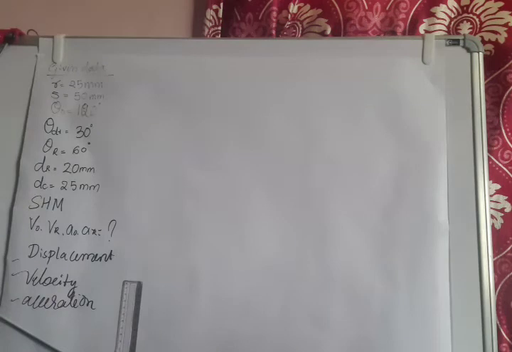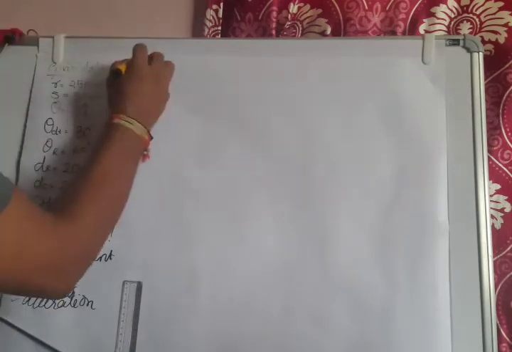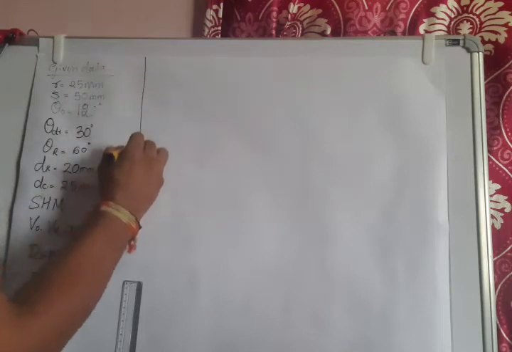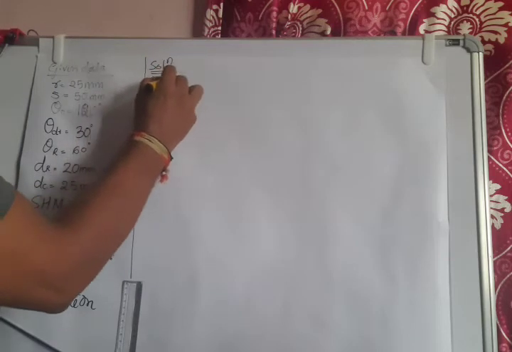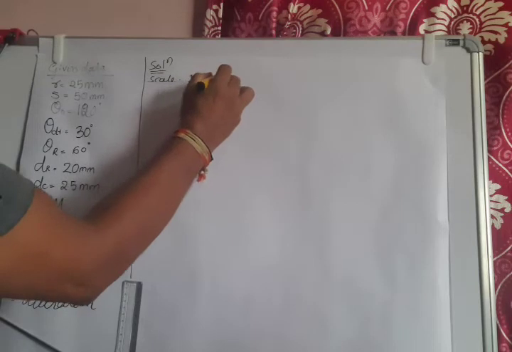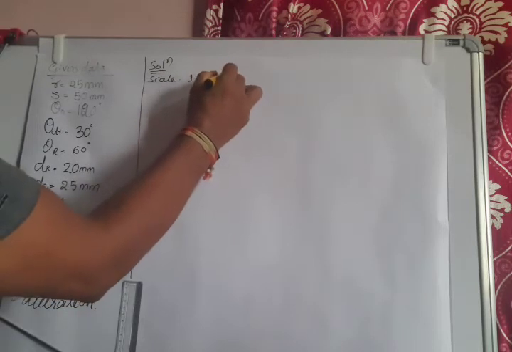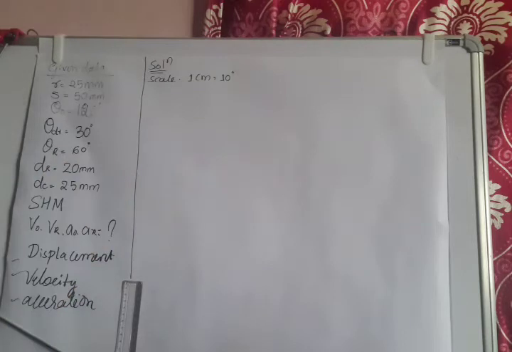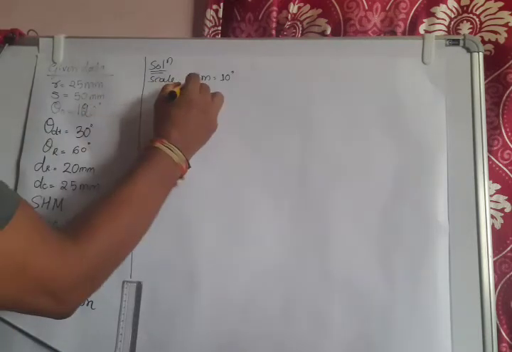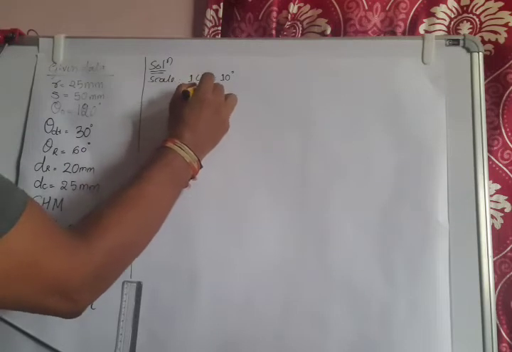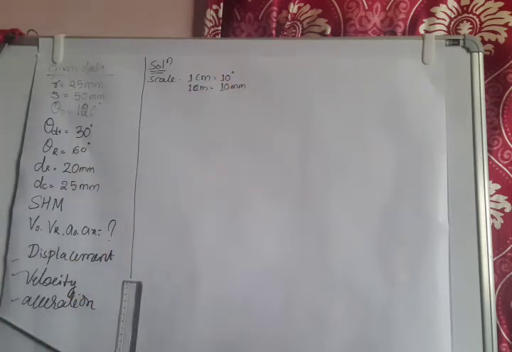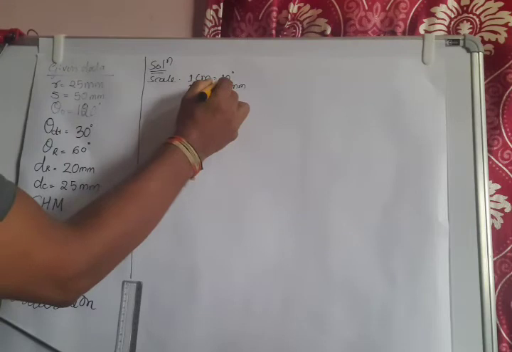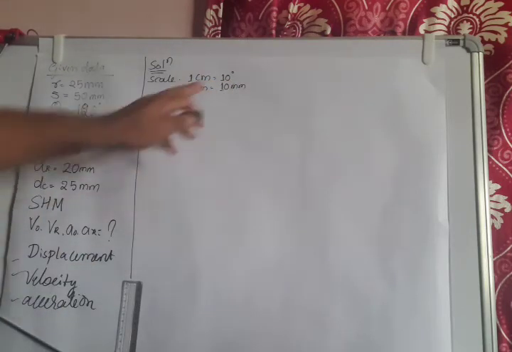Now, let us take some suitable scale here. Okay. So, let us go for suitable scale. Scale, I will take 1 centimeter equal to 10 degrees, and 1 centimeter equal to 10 mm as it is. Okay, that means 10 mm equal to 10 mm as a scale. Or let us go for 1 centimeter equal to 20 mm. I think you will get a bigger one. Let us take 1 centimeter equal to 10 mm.